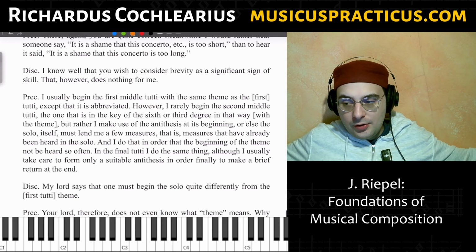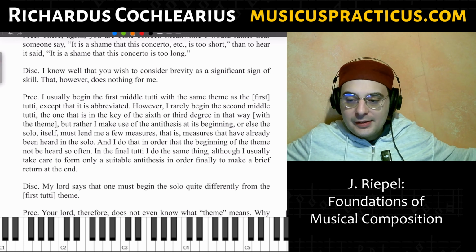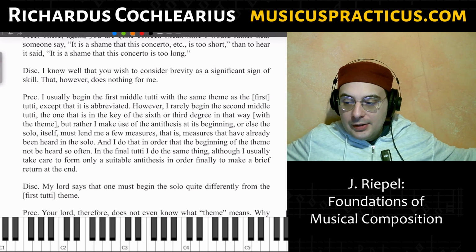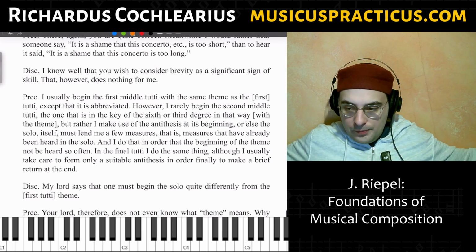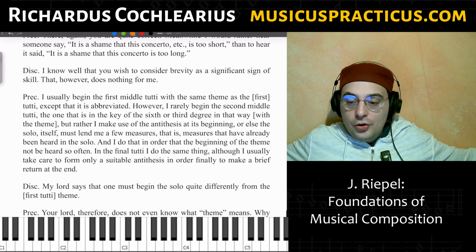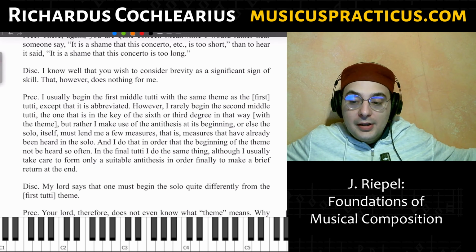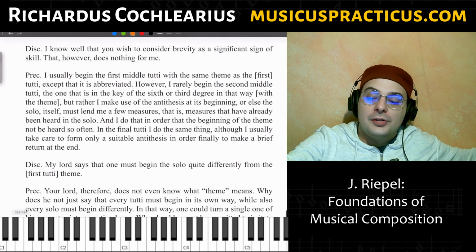antithesis at its beginning, or else the solo itself must lead me a few measures, that is, measures that have already been heard in the solo, and I do that in order that the beginning of the theme not be heard so often in the final tutti. I do the same thing, although I usually take care to form only suitable antitheses in order to finally make a brief return at the end.